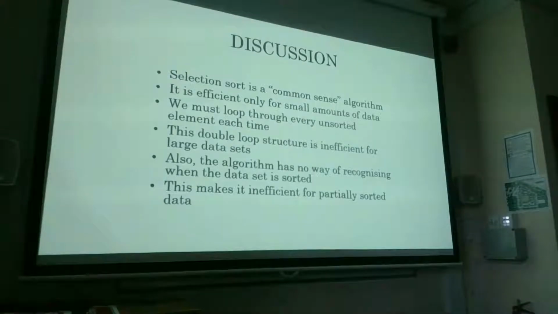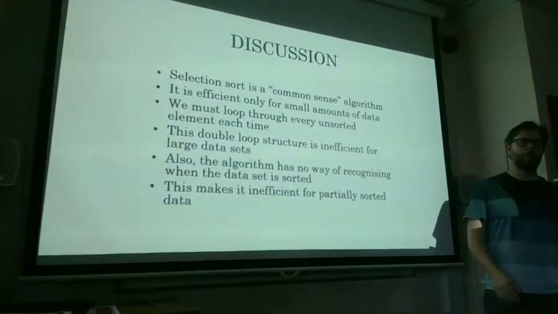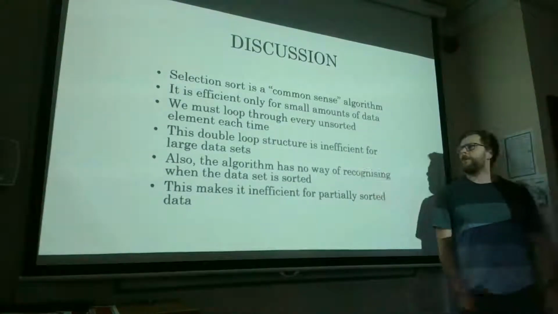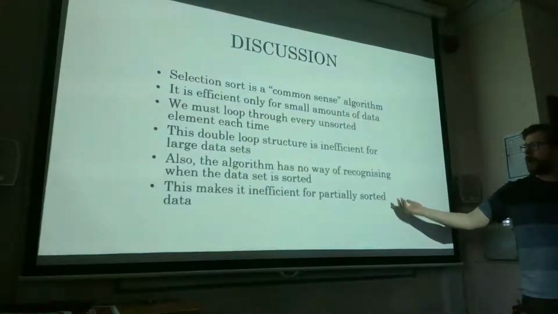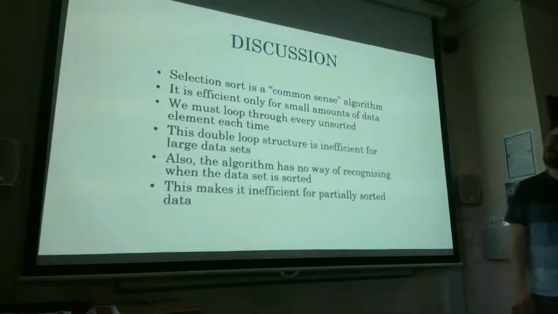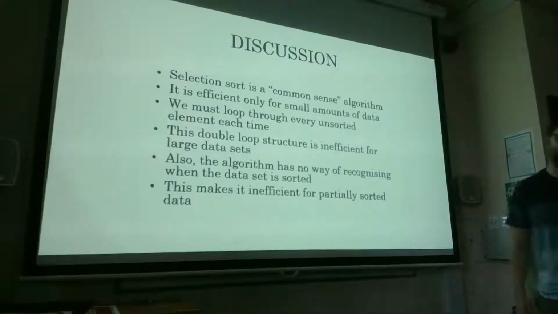Because as we scale up those numbers, if we've got 1 million elements to sort, it means that we almost have 1 million by 1 million to actually calculate. The other big problem we have, which we saw in all of our examples, is the algorithm has no way of recognizing when our data set is sorted, which means that it's ineffective for partially sorted data. Okay, so that's an overview of our selection sort.